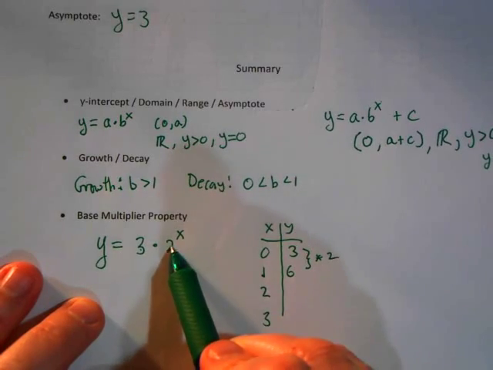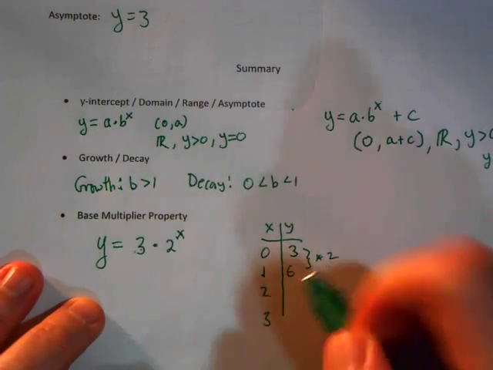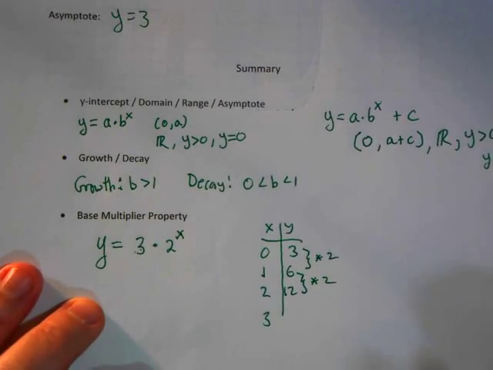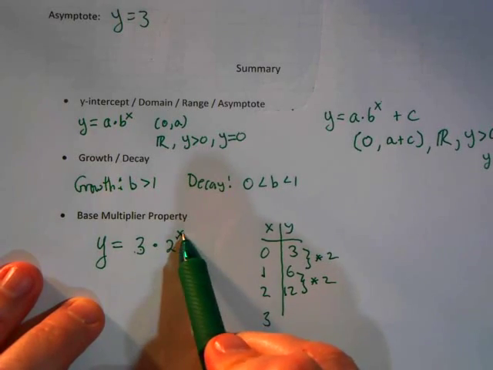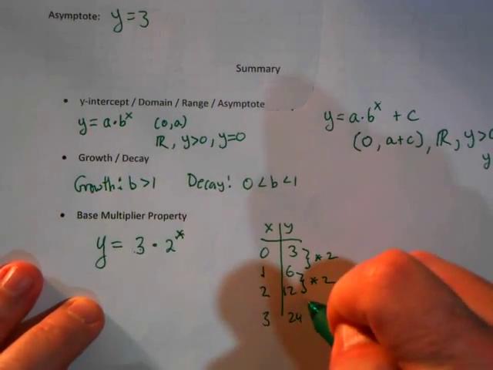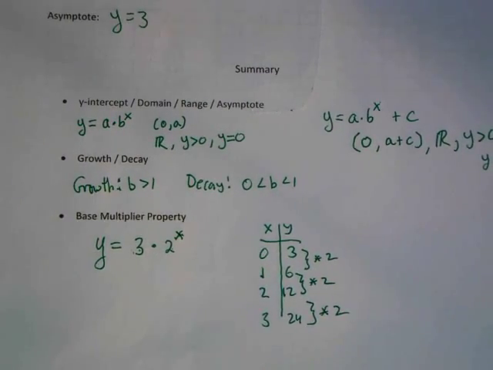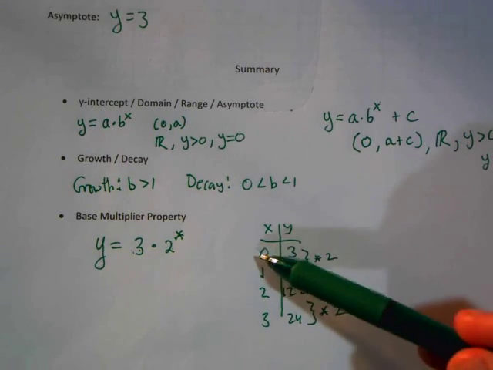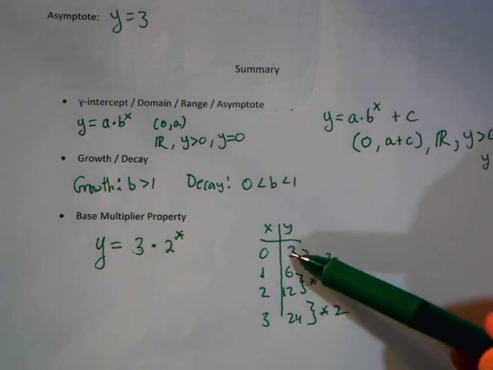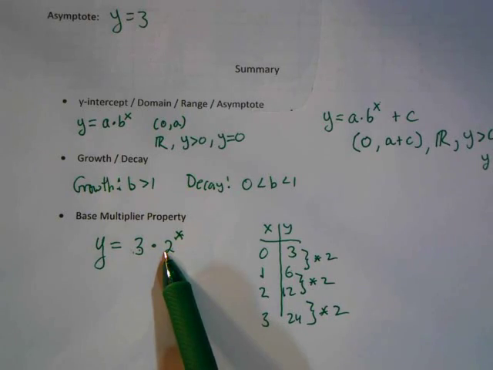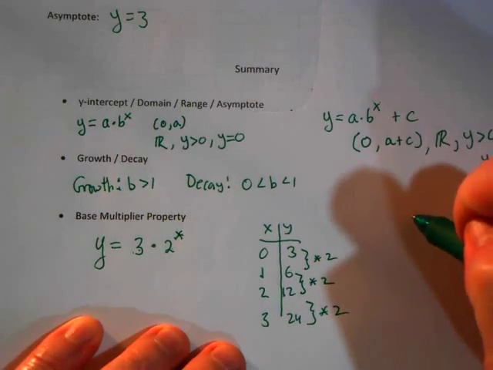When I plug 2 in, 2 squared is 4. 4 times 3 is 12. Notice to go from 6 to 12, you would multiply by 2. Plug 3 in, 2 cubed is 8. 8 times 3 is 24. To go from 12 to 24, you would multiply by 2. So this is the property of exponential functions. The property of exponential functions is if your x's go up by 1, your y's get multiplied by whatever the base is. Now compare that to a linear function.